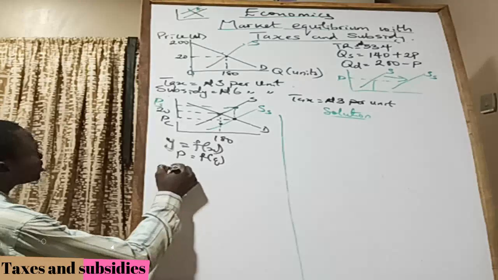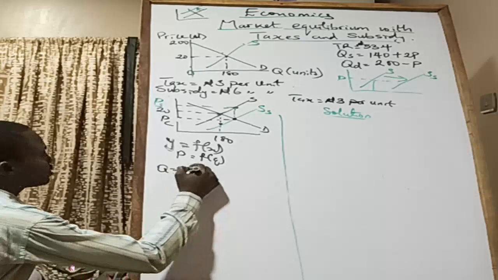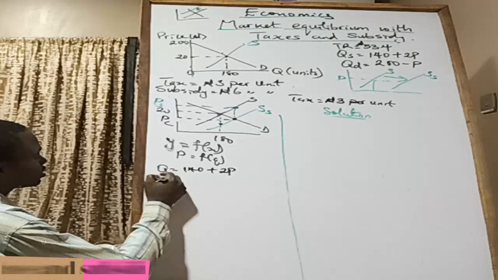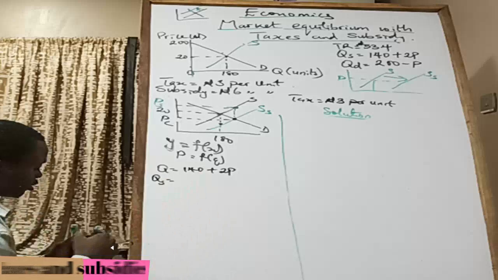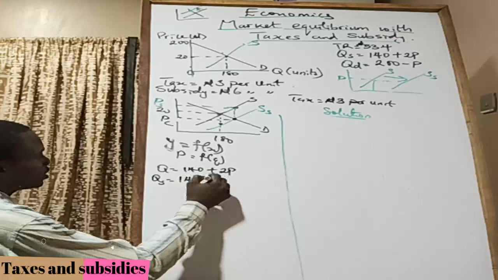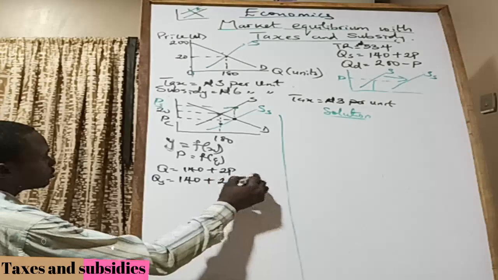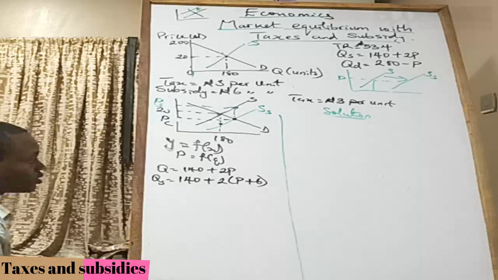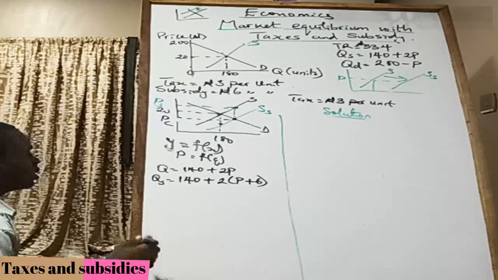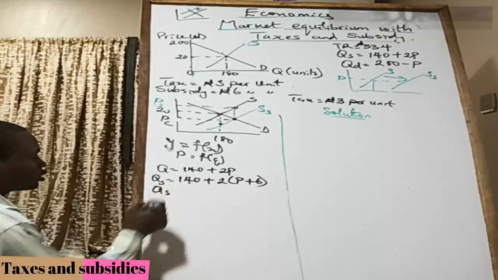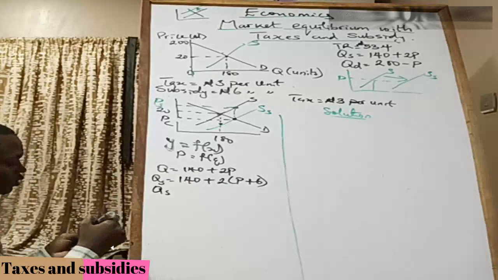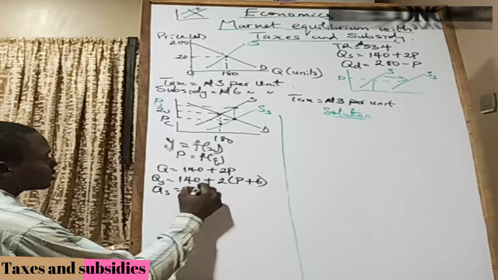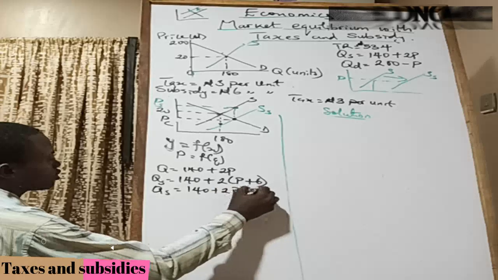We remember Q equals 140 plus 2P. So Q after subsidy is going to be equal to 140 plus 2 into brackets P plus 6, because the government is actually giving them the subsidy. So into bracket P plus 6. So I want to see, is it that the price of the commodity will reduce by 6 for the consumers to buy? Let's see how it works. Okay, so you have 140 plus 2P plus 12.